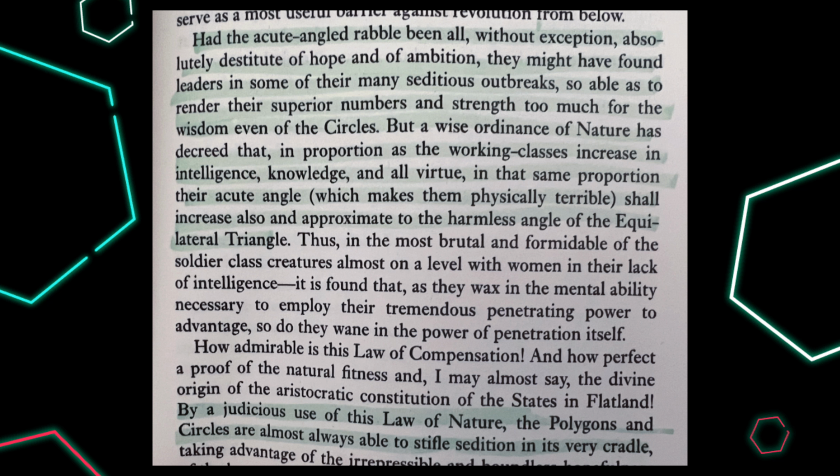By a judicious use of this law of nature, the polygons and circles are almost always able to stifle sedition in its very cradle. So the working classes are steered away from rebellion by this flickering hope of social advancement. The level of hope is just enough to keep them in line, but not too excessive to disrupt the absolute power of the upper classes. The middle classes, of course, are even less inclined to rebel because their children can naturally climb up the social ladder. As I have previously stated, women belong to a separate class of their own.